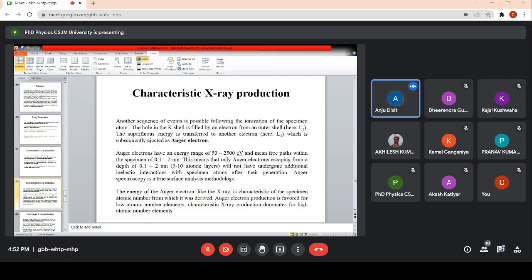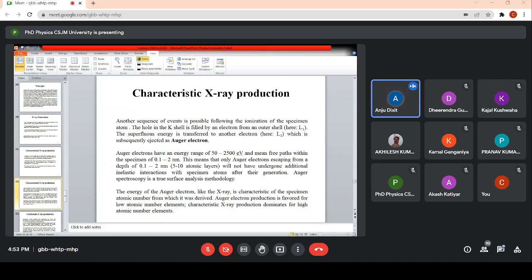So Auger electrons have an energy range from 50 to 2500 electron volts. The mean free path within the specimen is about 0.122 nanometer, which means that only Auger electrons escaping from a depth of 5 to 10 atomic layers will not have undergone additional inelastic interactions with the specimen atom after generation. So Auger spectroscopy is truly a surface analysis methodology. So Auger spectroscopy is another method for surface detection.